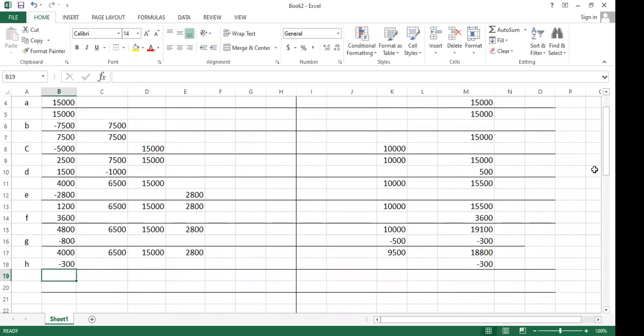The balance is $3,700 for cash, securities 6,500, home 15,000, car 2,800, loan amount 9,500, and 18,500 for owner's equity.